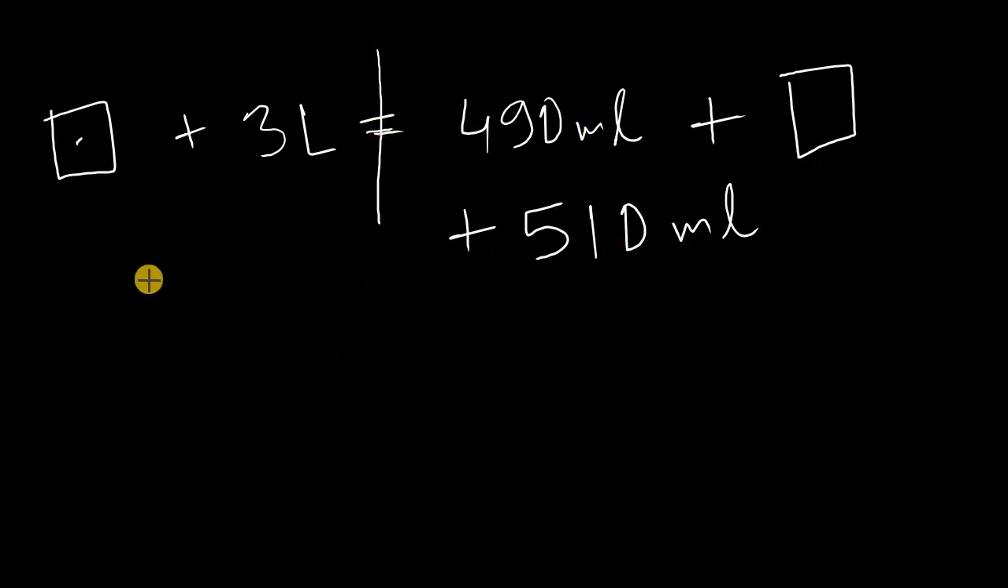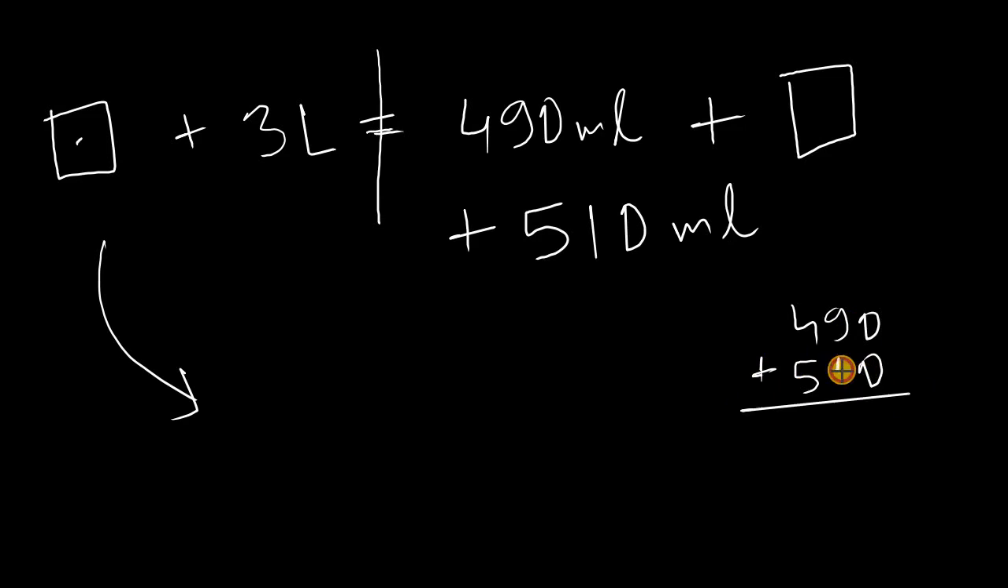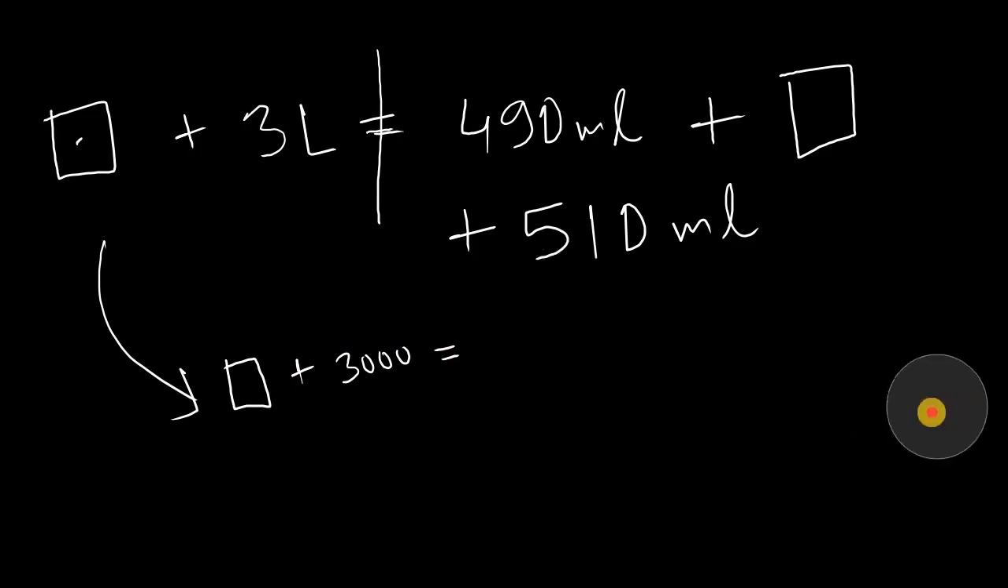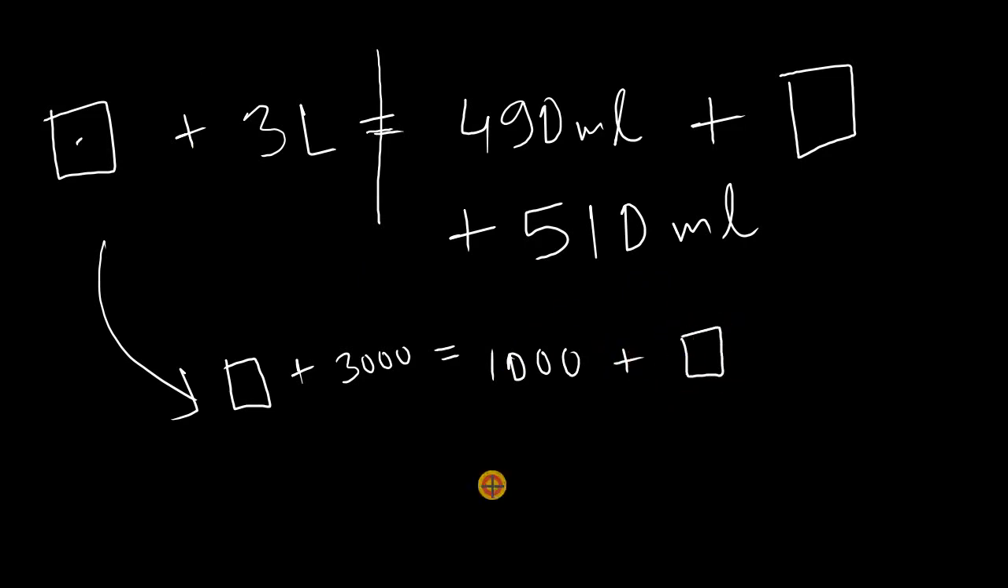Now first things first, on one side we can add these two, right? So you can easily add 490 plus 510, and what will you get, students? You will see it comes out to be 1000. So our modified equation becomes box plus, now let me write in terms of milliliter, box plus 3000 equal to 1 liter or 1000 plus box, right?